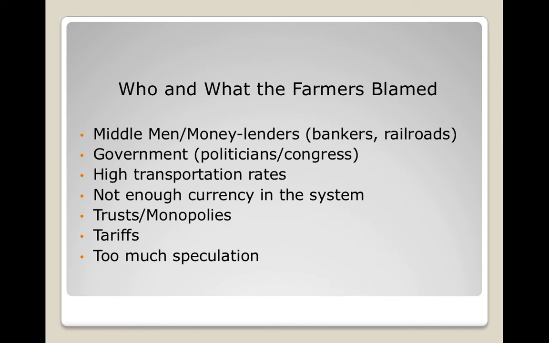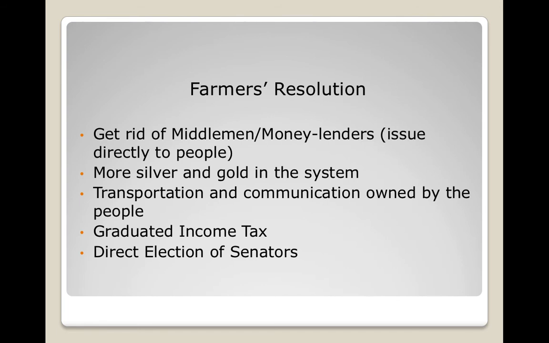So how did they want to resolve them? Well, first they wanted to get rid of the middlemen and the moneylenders and issue directly to the people. In other words, instead of having these banks issue mortgages and money for mortgages, they would be issued directly to the people and cut out the middleman. They thought there should be more silver and gold in the system.